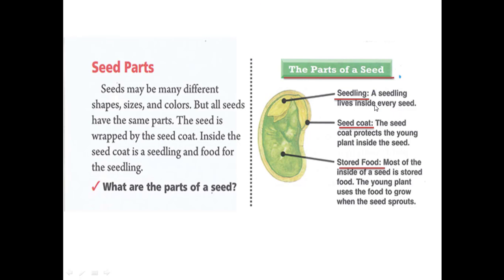Seedling. A seedling lives inside every seed. This one is the seedling. And seed coat. The seed coat protects the young plant inside the seed. This one is the seed coat protecting the seedling. Okay. And stored food. Most of the inside of the seed is stored food, and the young plant uses the food to grow when the seed sprouts. Okay. This one is stored food, because without the food, this seedling, this tiny plant will die.